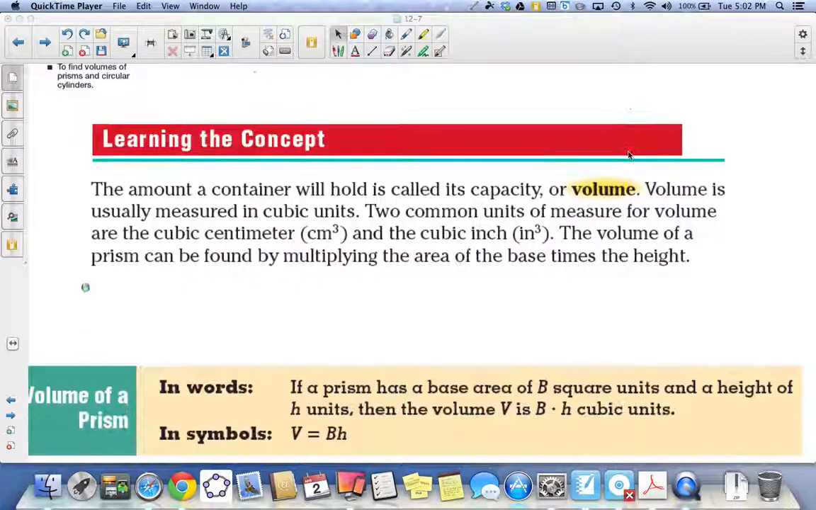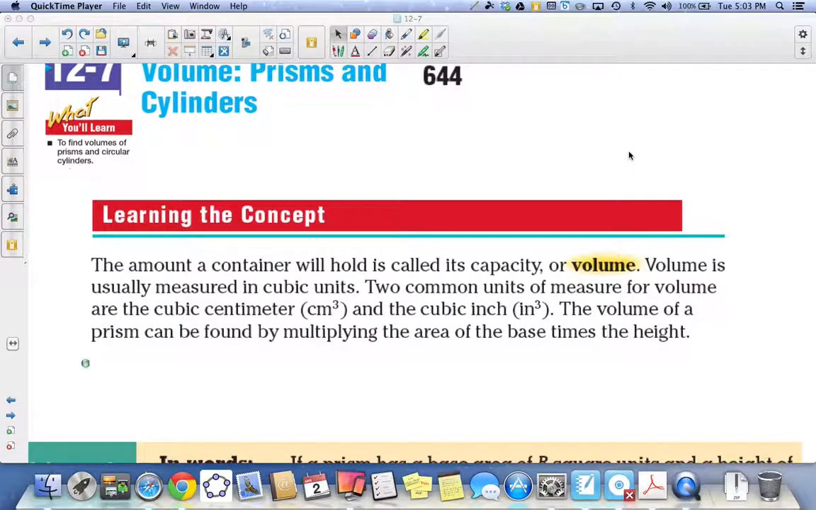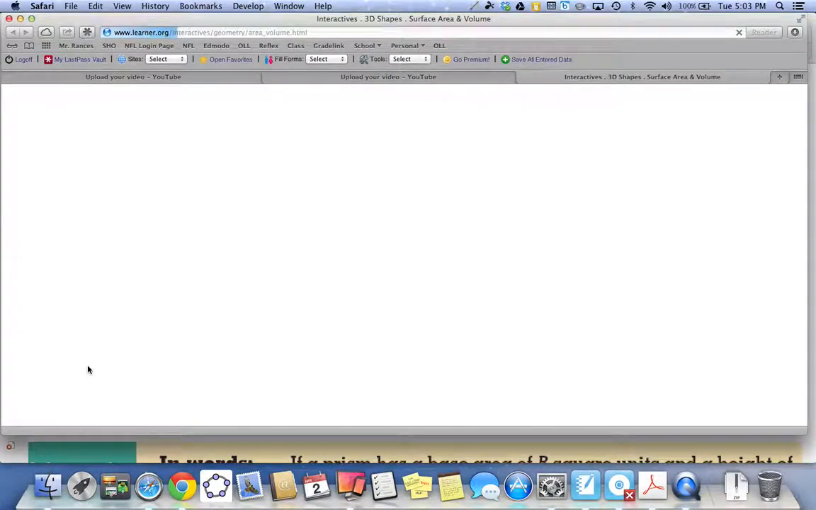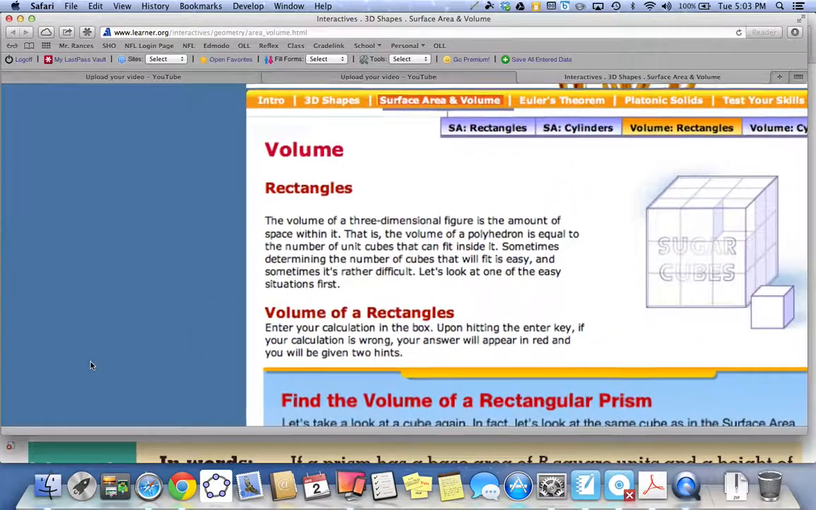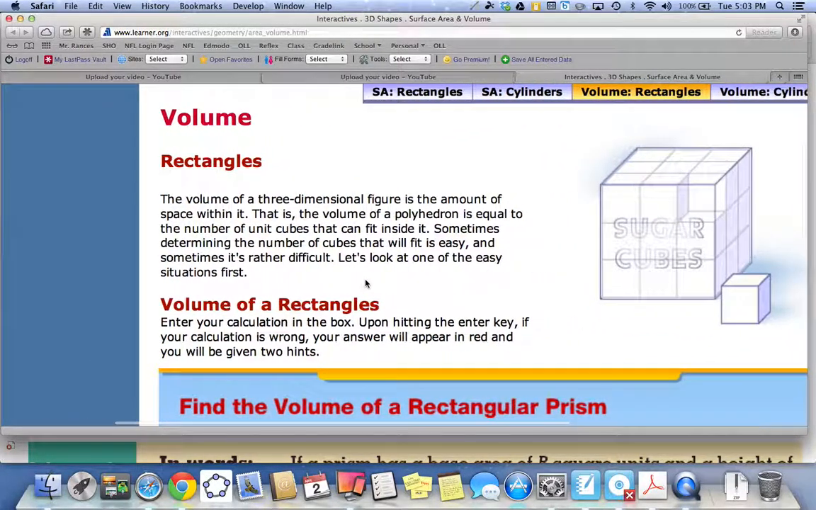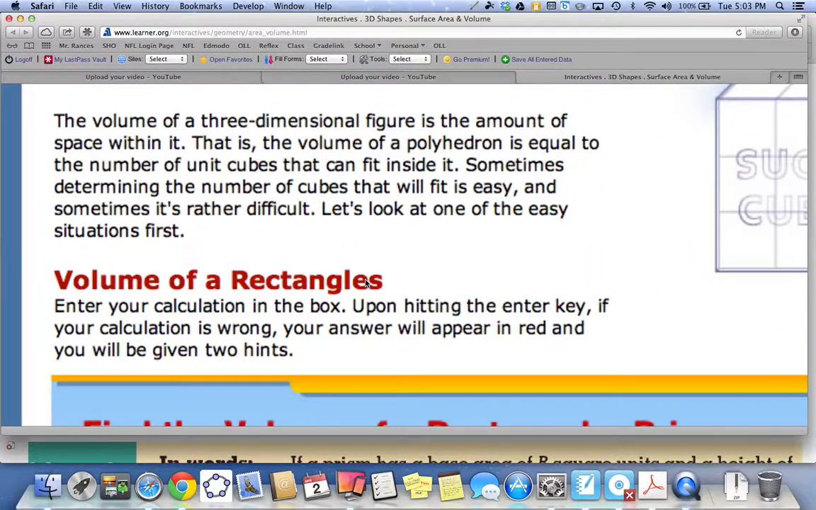When you talk about volume of a prism or a circular cylinder, we discuss capacity, but what really is volume? The volume of a three-dimensional figure is the amount of space within it. That is the volume of a polyhedron. The volume of a polyhedron is equal to the number of unit cubes that can fit inside it.